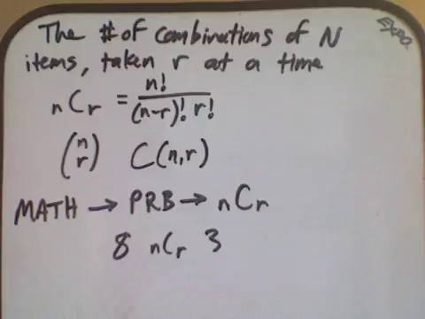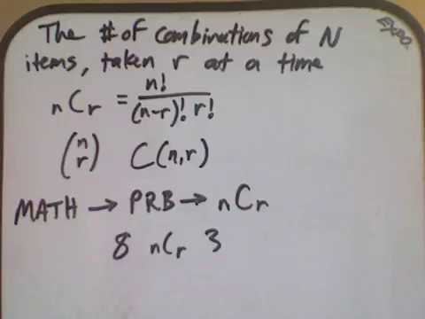To find this, just like to find nPr, you use the math menu, PRB for probability, and then find nCr. So for example, try entering 8 nCr 3 and see if you don't get 56 like I did for the example we just went through. Okay, let's look at some more examples.